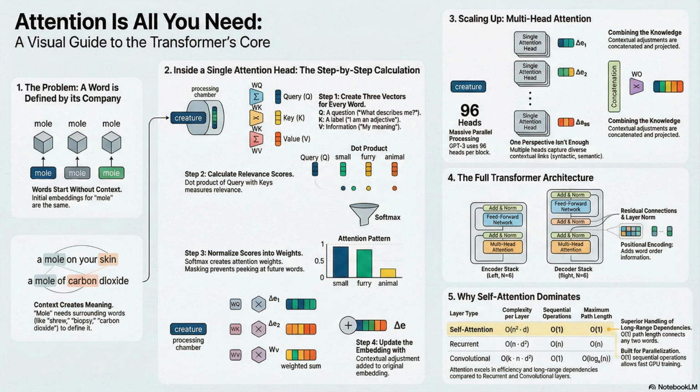You couldn't parallelize it. Yeah. You had to wait for step 999 to finish before you could even start on step 1,000. Exactly. That's the bottleneck. The complexity scaled linearly, what we call low sequential operations.